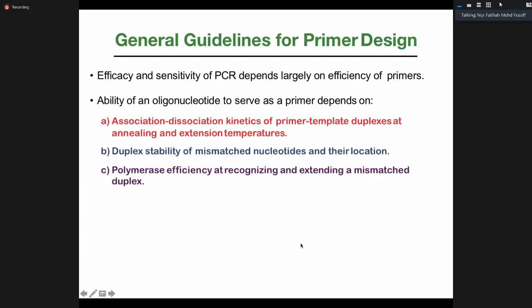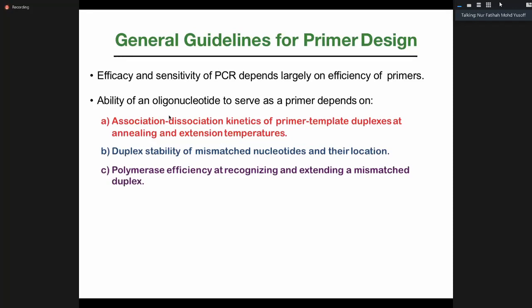Okay, so general guideline for primer design: efficacy and sensitivity of PCR depends largely on efficiency of primers. The reason why we design primers is because we want to do the amplification, all right? So amplification depends on your target. If you are targeting one gene, you need to design based on the gene sequence.